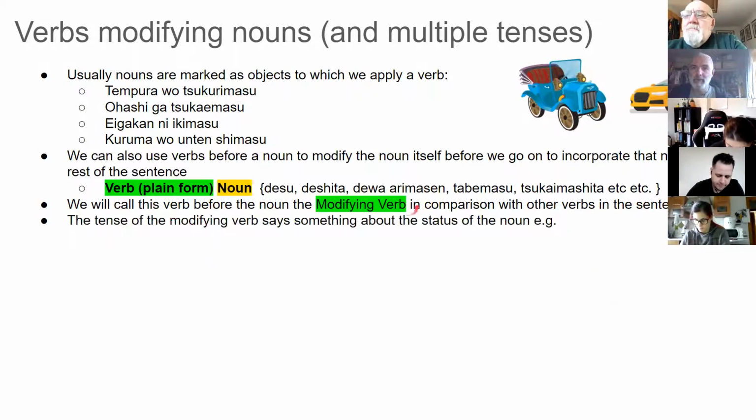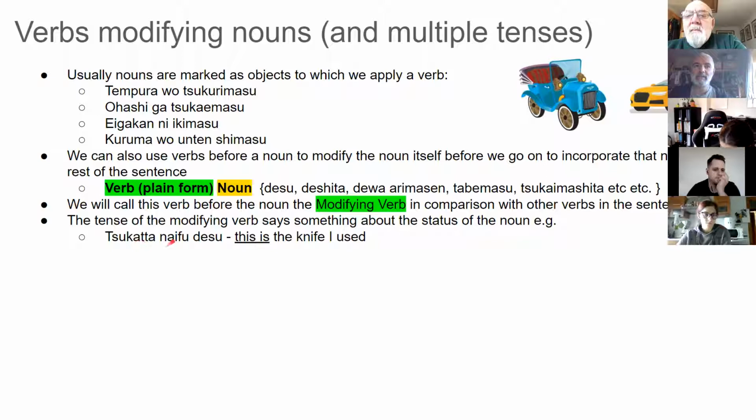Now, the tense of this modifying verb tells us something about the status of the noun itself, of the object here. For example, it's probably easier to understand this in Japanese than it is in English, really. Tsukatta naifu desu. Tsukatta naifu desu. So this refers to desu, because this is in the present affirmative. And the knife, of course, this is the knife that I used. So this is being reflected by saying tsukatta rather than tsukau. So it's saying this is the knife that I used in the past. So I don't use it now, I use a different one.